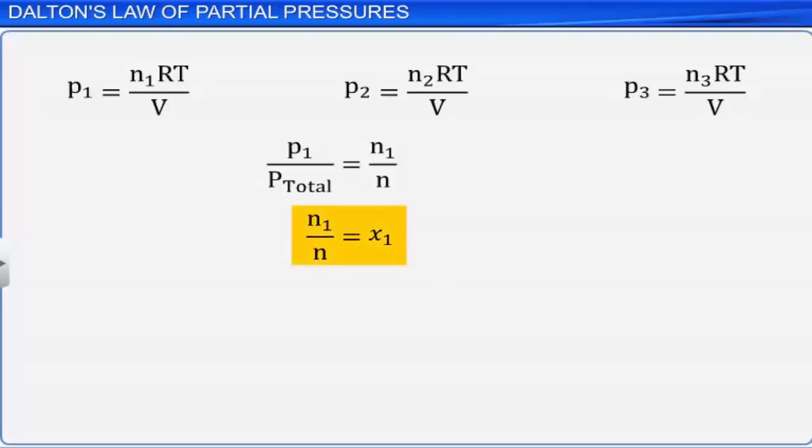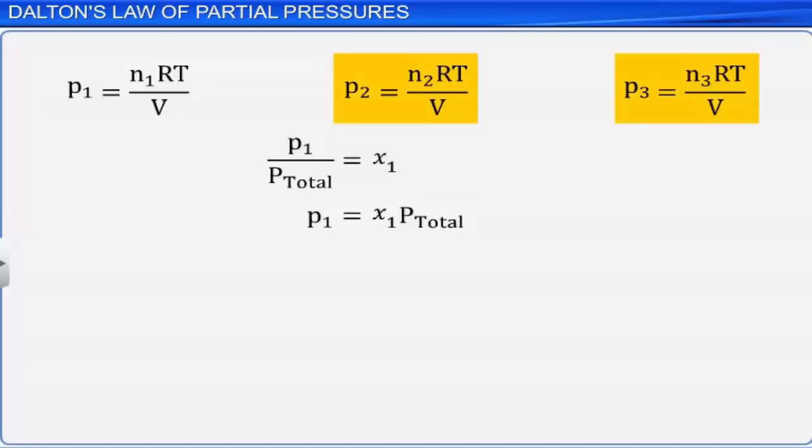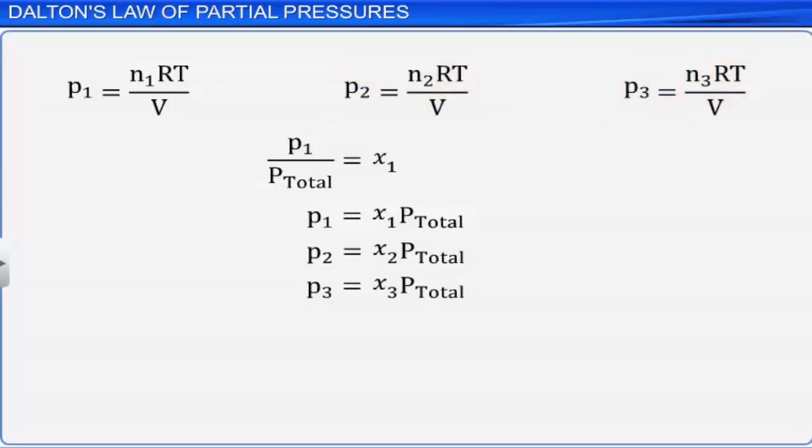This equation can be written as P1 is equal to x1 multiplied by P total. Similarly, for other two gases, we can express partial pressures as P2 equals x2 multiplied by P total and P3 equals x3 multiplied by P total. Thus, a general equation can be expressed as Pi equals xi multiplied by P total, where Pi and xi are the partial pressure and mole fraction of ith gas respectively.